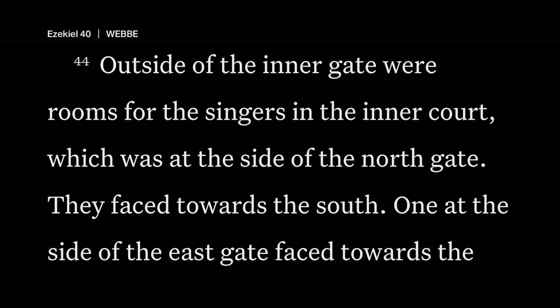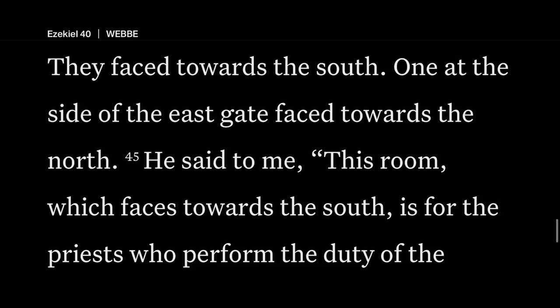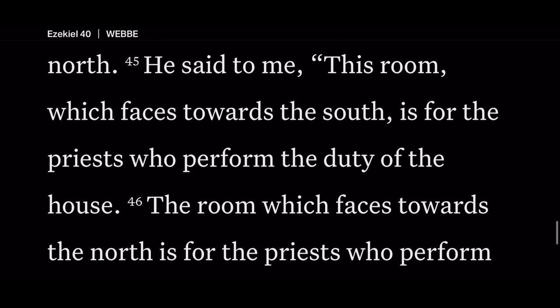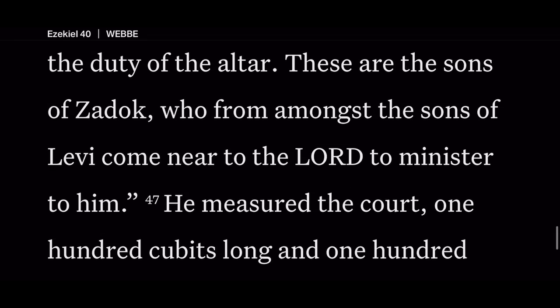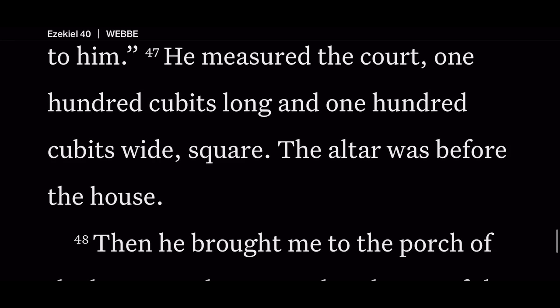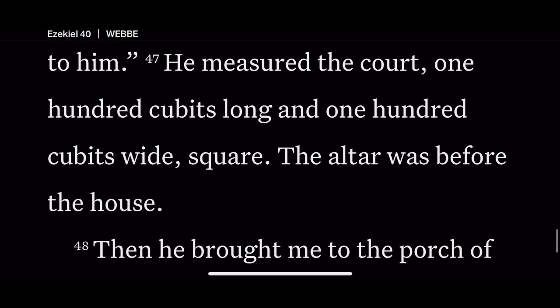Outside of the inner gate were rooms for the singers in the inner court, which was at the side of the north gate. They faced toward the south. One at the side of the east gate faced toward the north. He said to me, "This room, which faces toward the south, is for the priests who perform the duty of the house. The room which faces toward the north is for the priests who perform the duty of the altar. These are the sons of Zadok, who from among them the sons of Levi come near to the Lord to minister to him." He measured the court 100 cubits long and 100 cubits wide, square.